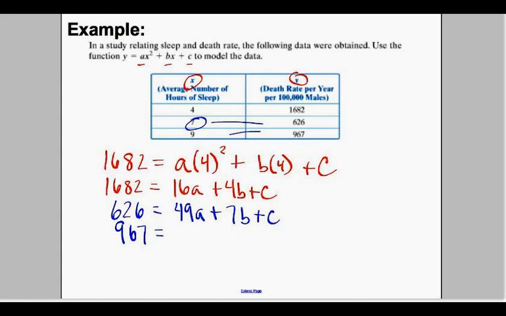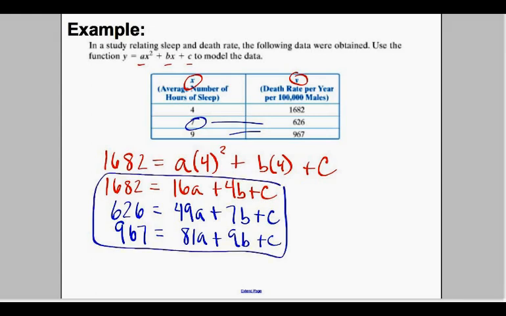And last but not least, we'll plug in my third and final point: 967 equals 9 squared, so 81a plus 9b plus c. So now I have my 3 variable system, with a, b, and c being the unknowns, and I'm going to now solve for a, b, and c. Find the rule for this data.